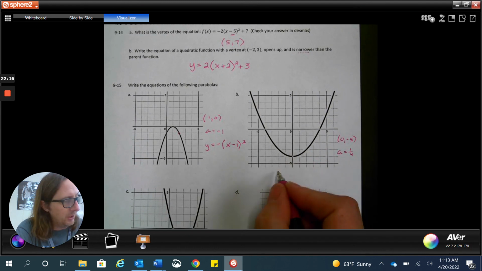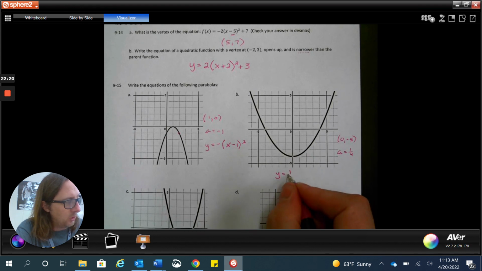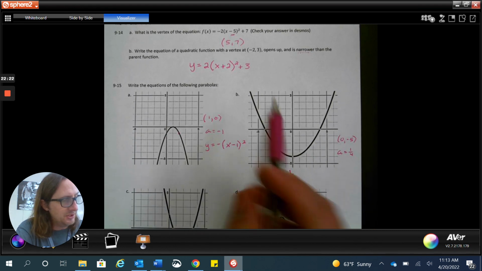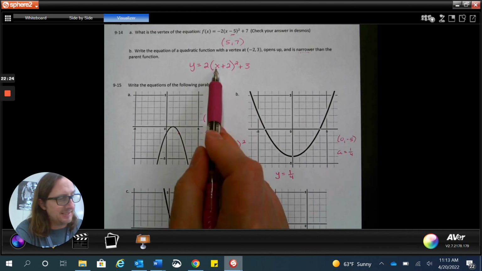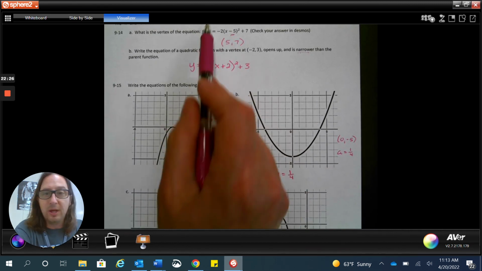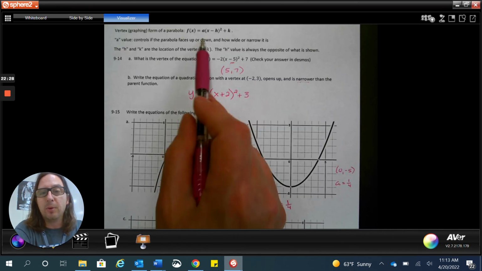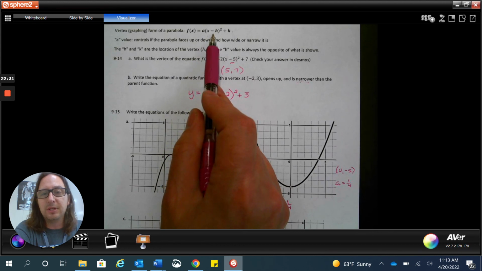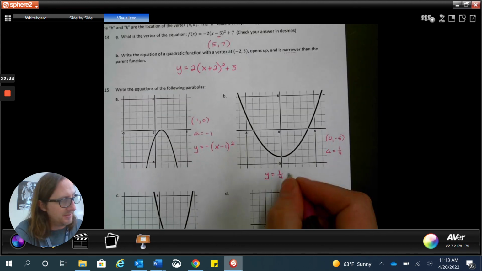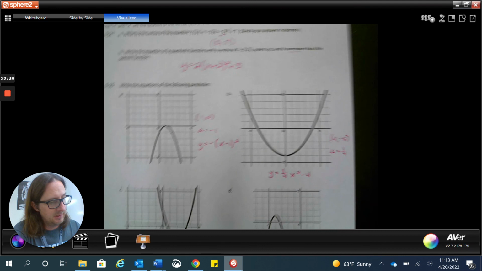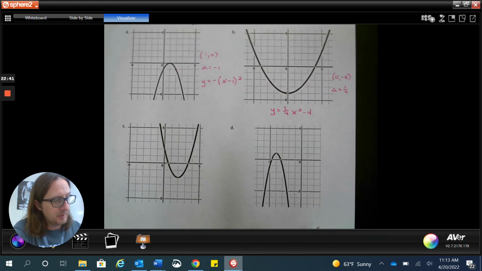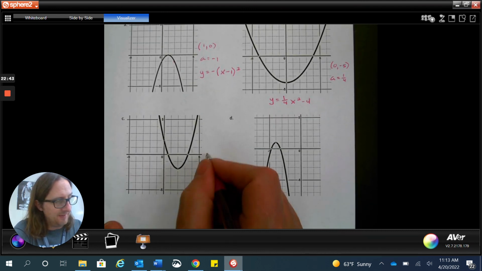So it looks like my equation here should be y equals 1/4. Now there is no movement side to side. So way up here, in our formula here, the h value is just 0. So I don't need a parenthesis there. It's just going to be x squared. And then it shifts down 4, so -4.